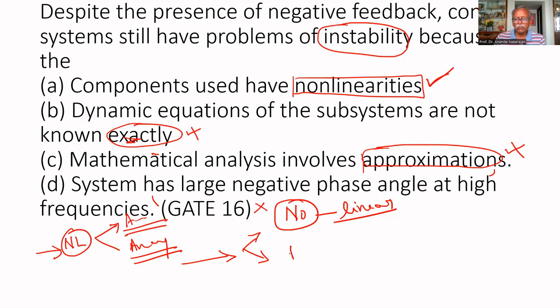That's why its poles are not fixed. Therefore, the nonlinearity in the system is the reason for instability. Therefore, A is the answer.